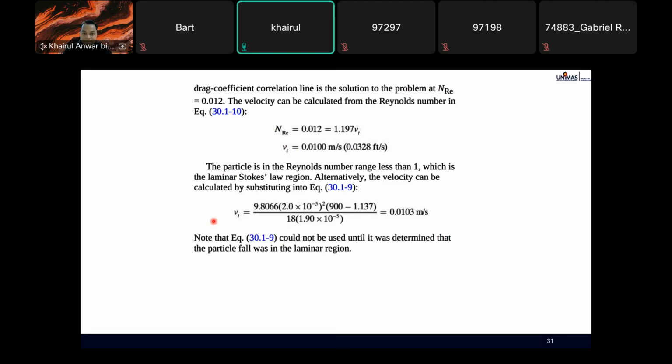There are two ways. Alternatively, the velocity can be calculated by using equation 30.1-9. Either you use this method or this method. Note that equation 30.1-9 could not be used until it was determined that the particle was in the laminar region. So before you can use 30.1-9, you need to calculate the NRE and make sure it is below 1, the laminar region of flow.